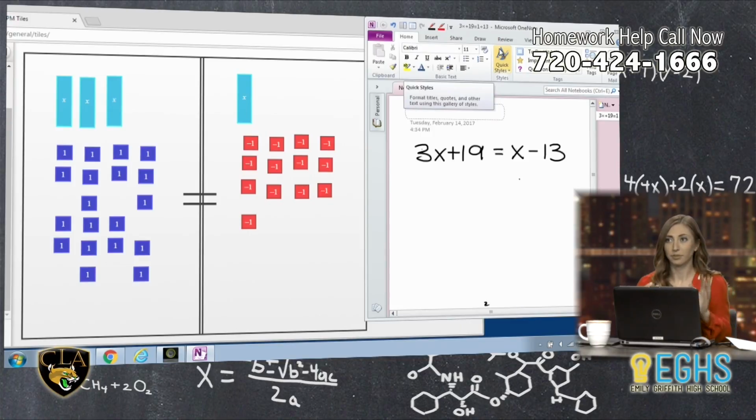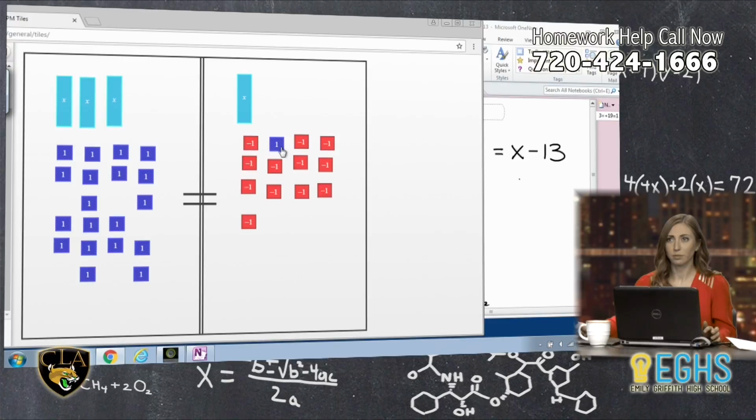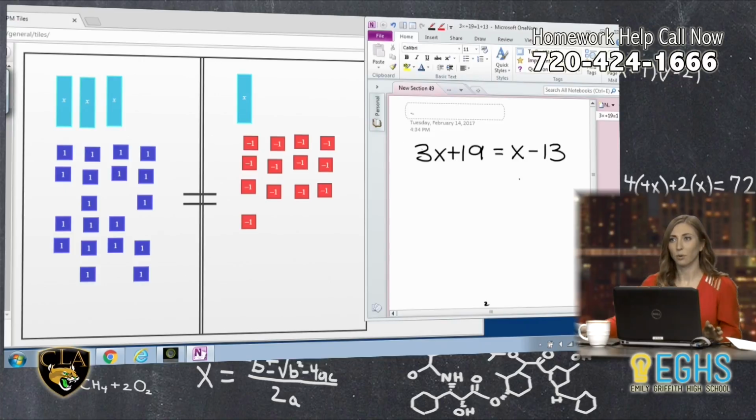So this is an equation mat, and what I set up is the 3x. You can see these little bar tiles over here. Those are x's. And then the 19, each of these little 1 tiles, all adds up to 19. And then we're assuming that the value on this side of the mat is equal to the value on this side of the mat. So I've got 13 little negative tiles, and then I have my 1x there. So you can see that's the equation I have set up.